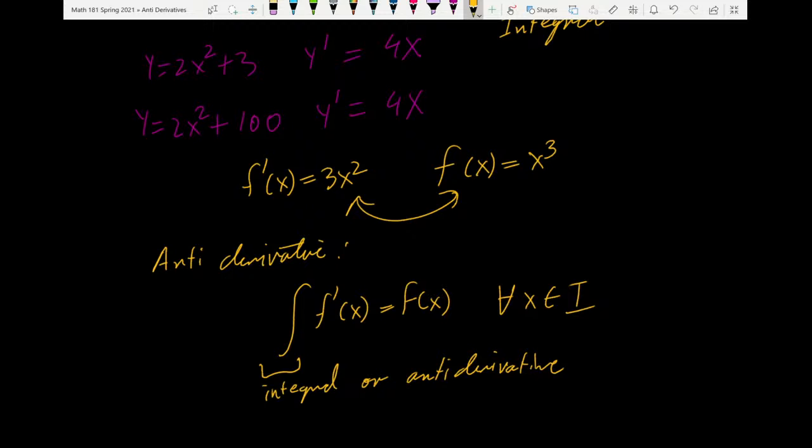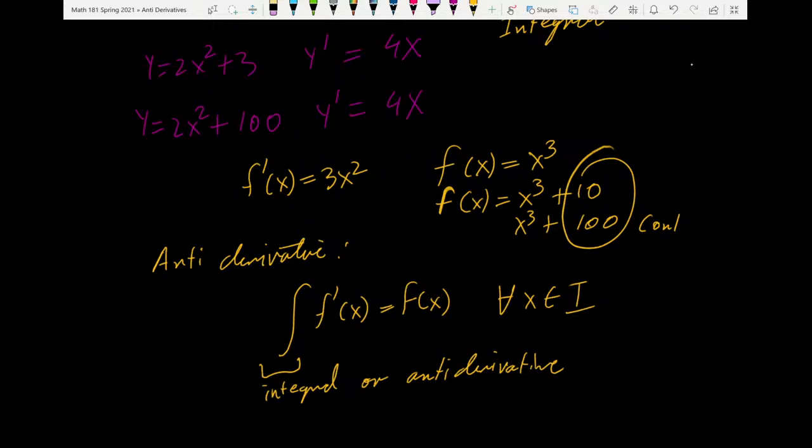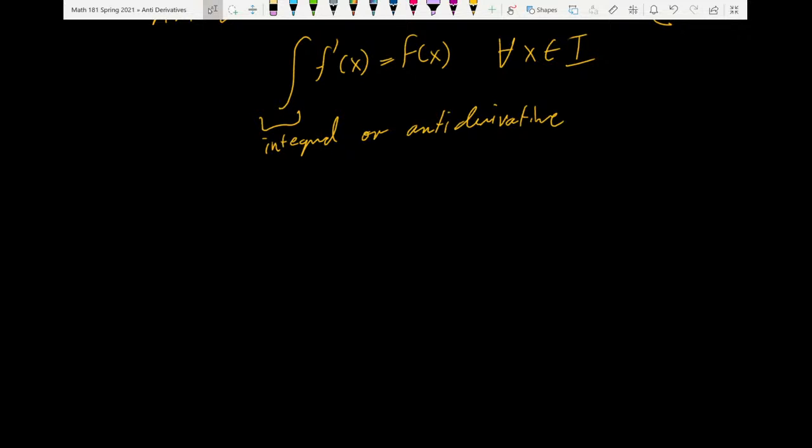But we have a problem for this type of thing. Well, we know f prime of x is 3x squared. F could be x cubed plus 10, or it could be x cubed plus 100. We don't know what it is. So therefore, this constant, we don't know this constant. And we call this constant c, the symbol for c. So if I give you the antiderivative of 3x squared dx, then the integral of that would be x cubed plus c.